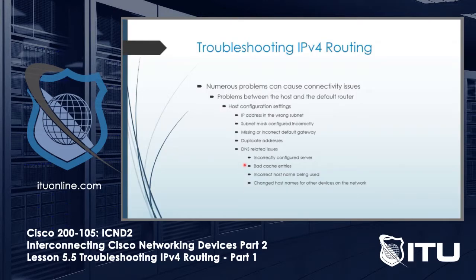Bad cache entries can cause an issue. Each client has what's called a client resolver cache. The client resolver cache caches recently resolved names and the IP addresses that they were mapped to. The problem can be twofold. Number one, the machine using that name could change IP addresses, but I still have a cached entry, so I continue to use the cached entry, but it's incorrect.